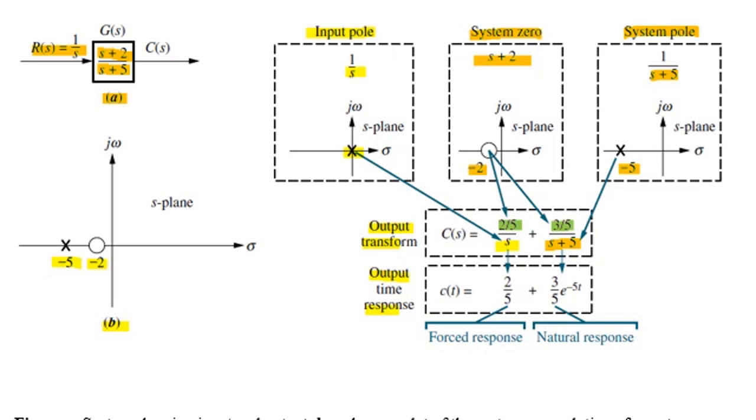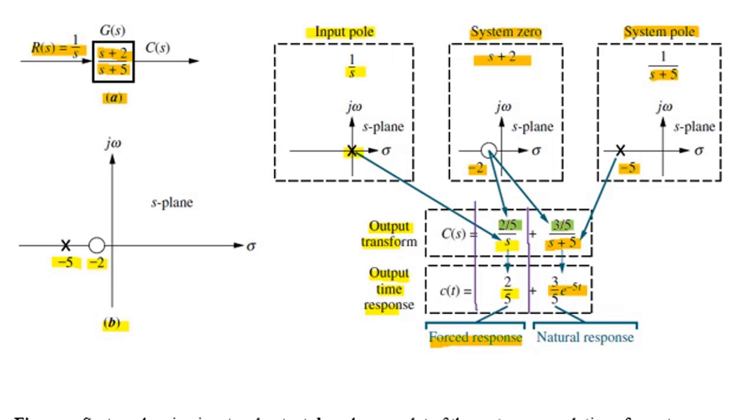Now if we look at the time domain response, c of t equals 2 over 5 plus 3 over 5 e power minus 5t. If you take the inverse Laplace of 2 over 5 divided by s, we get 2 over 5, and this part was due to the input pole, so this will be our forced response of the system.